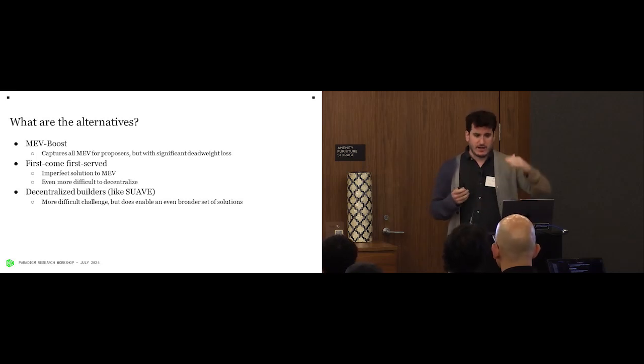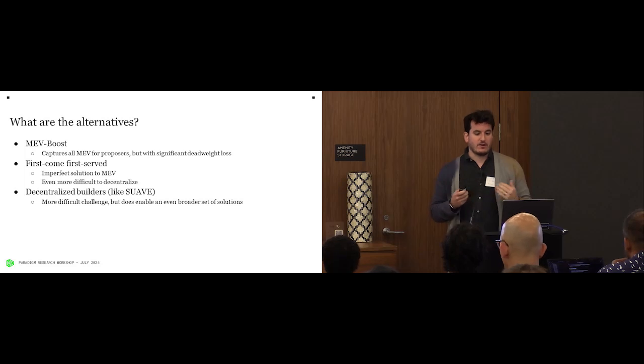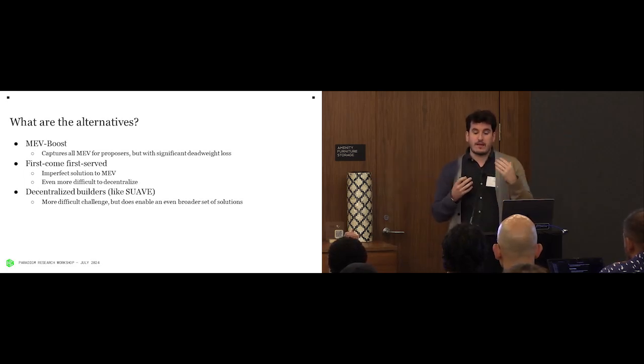For example, if there are jumps in price, you still get some loss versus rebalancing there, and it's even more difficult to decentralize. And then the final category is decentralized builders, of which Flashbots' Suave is an example. I see this as basically a superset of priority ordering and MEV taxes.